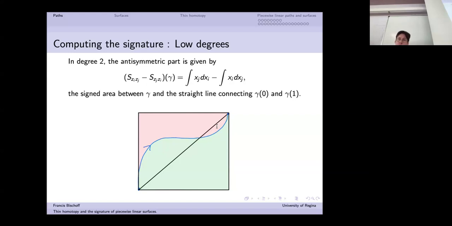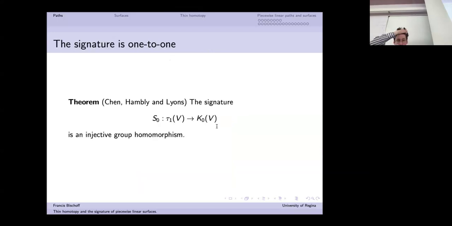That gives you the component in wedge 2 of V. Okay, and then the fundamental theorem about this map, which was proved by Chen for piecewise regular paths, and then for much more general paths by Hambly and Lyons, is that this signature map is injective. So if you know the signature of a path, it completely determines the path up to translation and these thin homotopies. So reparametrization and sort of retracings.